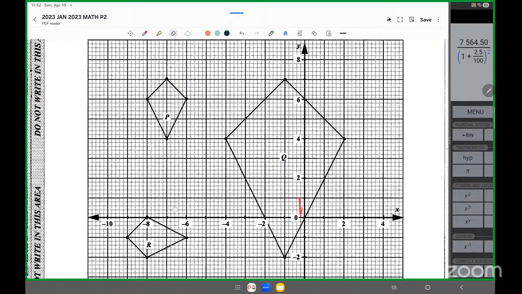So check the grid, make sure it is 1 unit. Oh, I know it's 1 unit because here will be 1. So 0 to 1 is 1 unit. And here will be 3. 3 to 4 is 1 unit. So each grid is a unit.